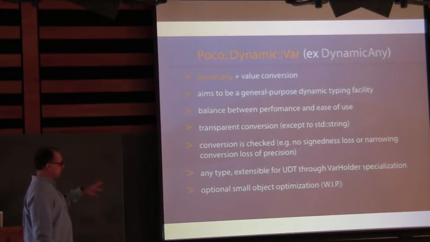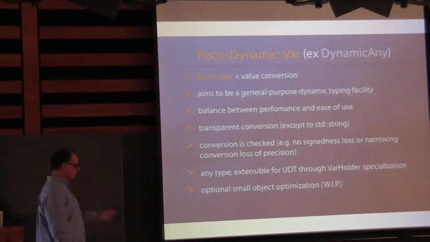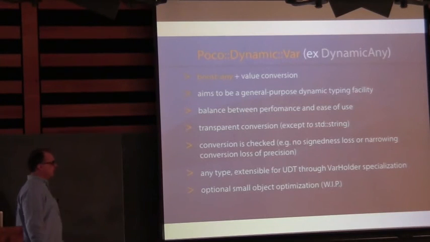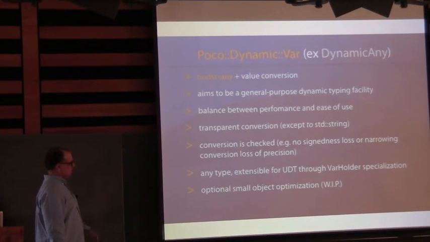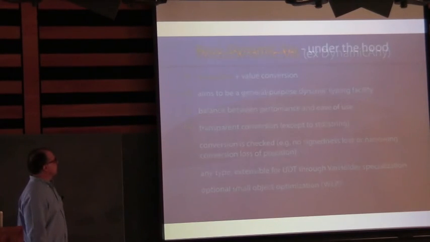There is an optional small object optimization, but it's still very much a work in progress. It's not coming with the releases by default, so we're not quite there yet. In the tests that I've done, I have not seen a whole lot of improvement with it. More on 32-bit than 64-bit, so I just have to find a little more time to work more on it.